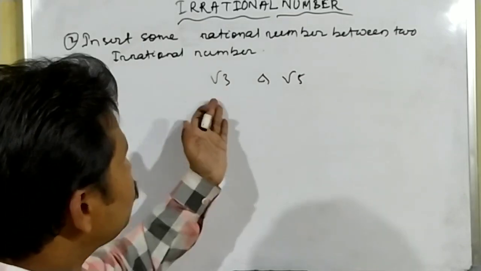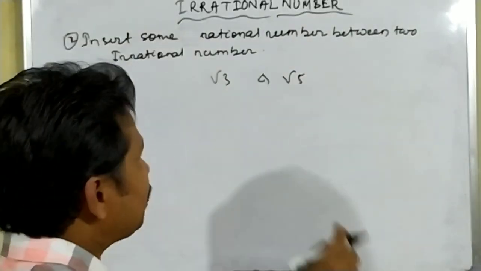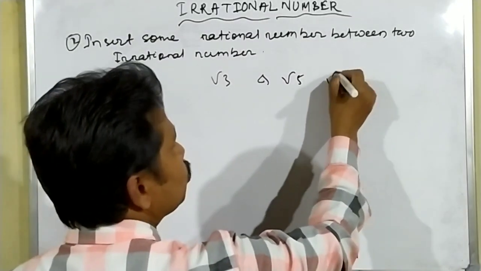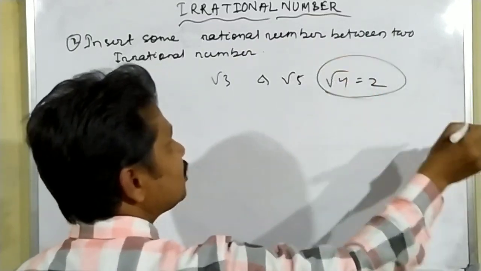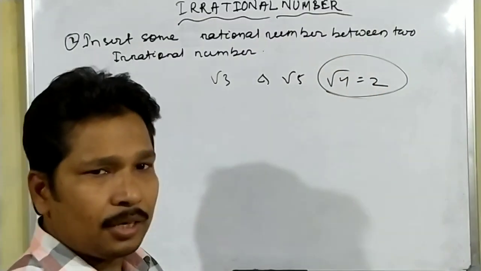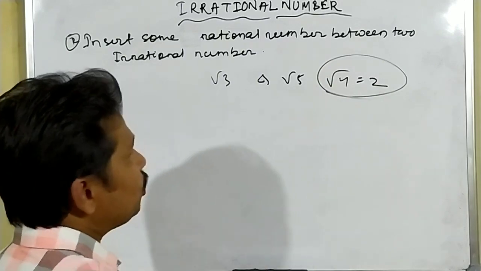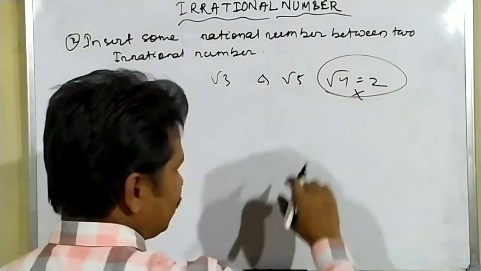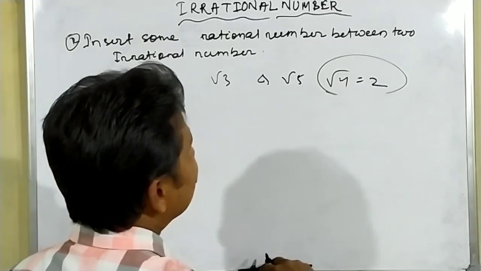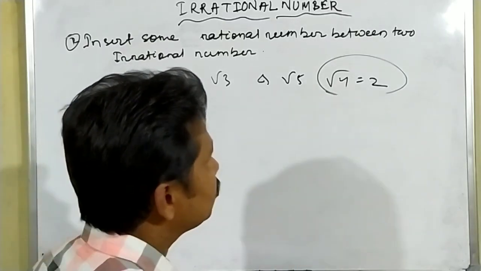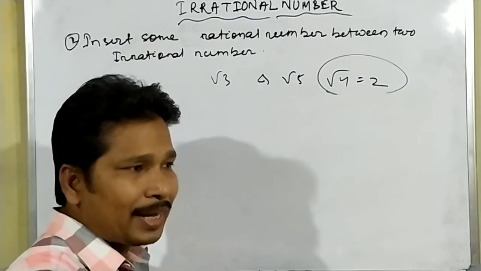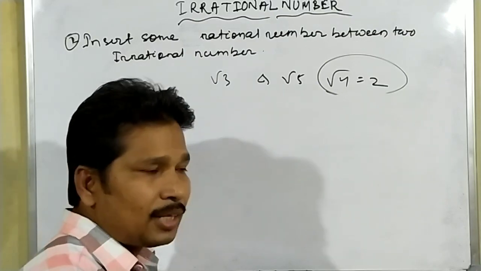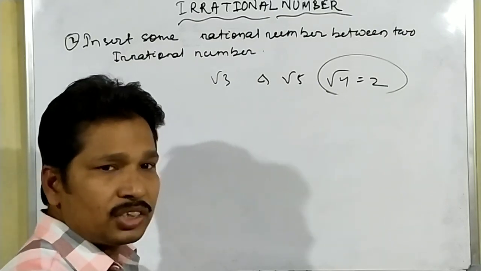So in between root 3 and root 5 we know that a number is 4, whose root equals 2. So this is easily a rational number. But even if you do not take this, root 4 is definitely a rational number between root 3 and root 5. Okay, so except this root 4, there are also a lot of rational numbers.